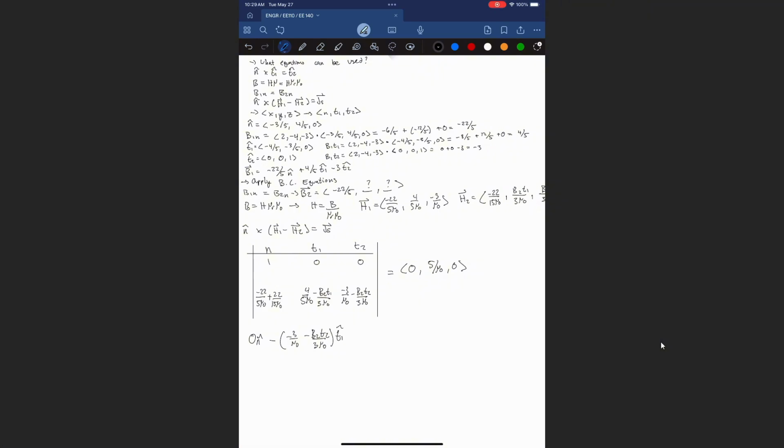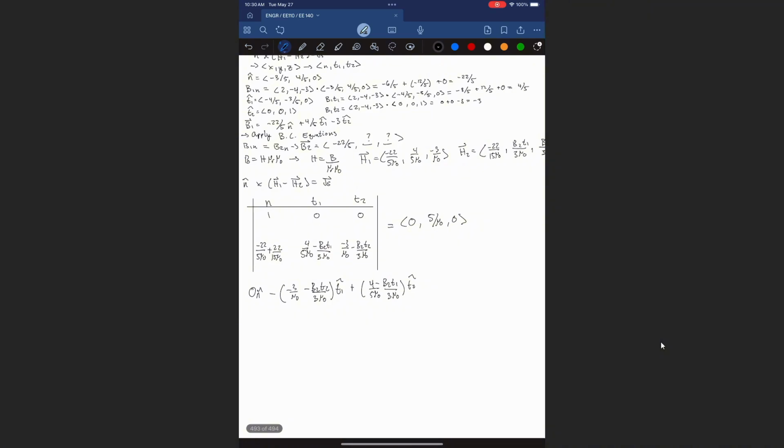Solving this cross product, we get the following: 0 n hat, minus 3 over mu naught minus B2 T2 over 3 mu naught, plus 4 over 5 mu naught minus B2 T1 over 3 mu naught. With this, we can see that we get two equations. We get 3 over mu naught plus B2 T2 over 3 mu naught equals 5 over mu naught, and 4 over 5 mu naught minus B2 T1 over 3 mu naught, which equals 0.